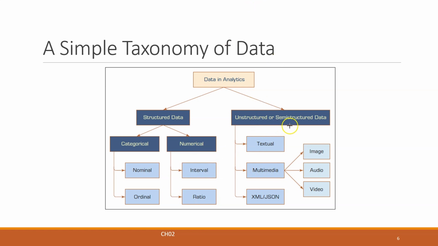So let's look at unstructured or semi-structured data. So text data, multimedia, of course what we have here, and XML, JSON data is considered to be unstructured or semi-structured. And these are basically the types of data that mean something to people when it's observed, but it needs to be processed in a way to make it structured data.